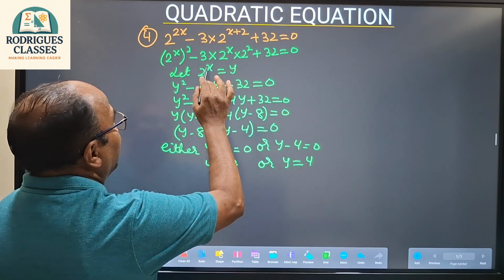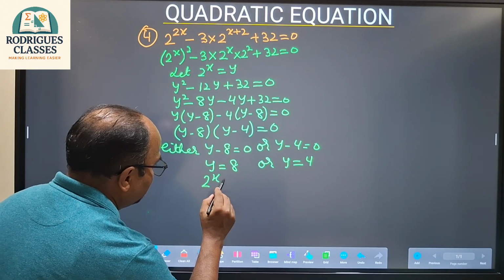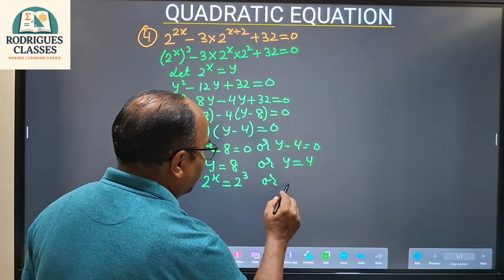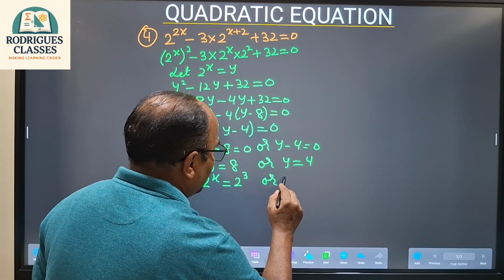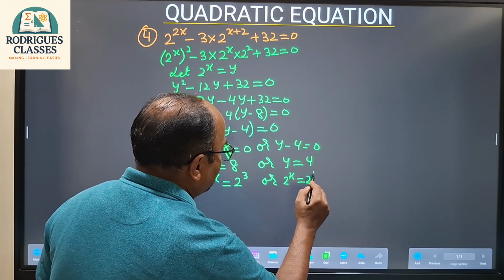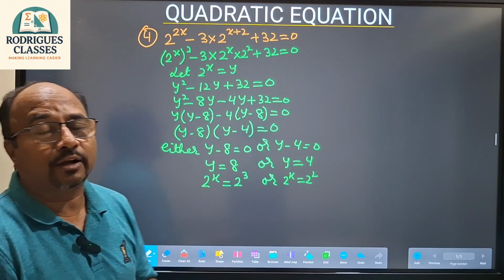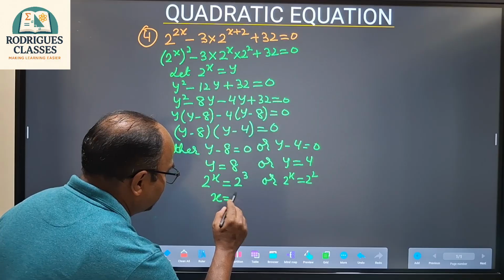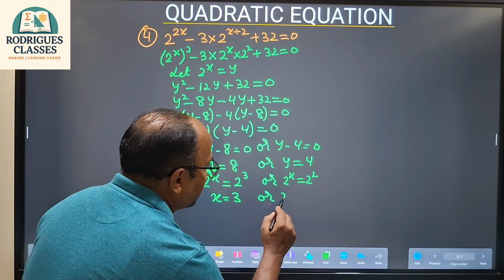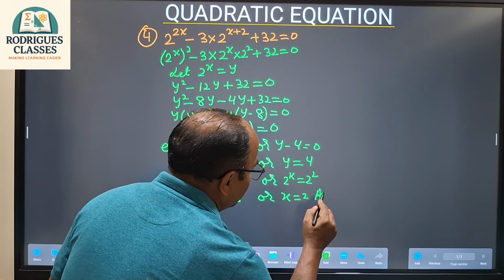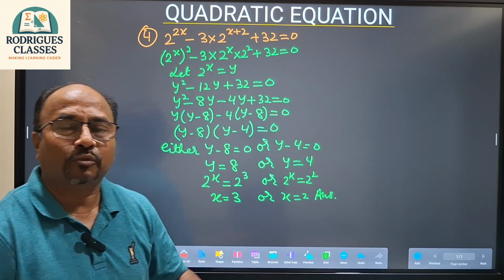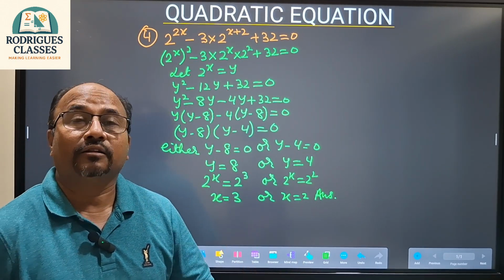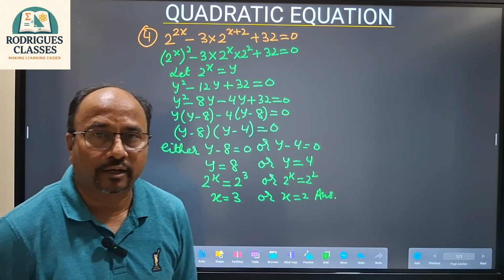Now y had a value 2 to the power x. 8 is 2 to the power 3. So writing the same thing here, 2 to the power x equals 2 to the power 3. You know that when bases are same, powers become equal. So you will get x equals 3. And for the other, 2 to the power x equals 2 to the power 2, so you will get x equals 2. So this is your answer. Hope you have understood how to deal with variables in the power when the equation can be converted to quadratic.